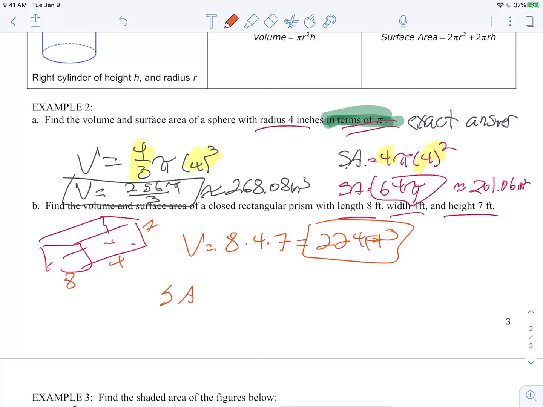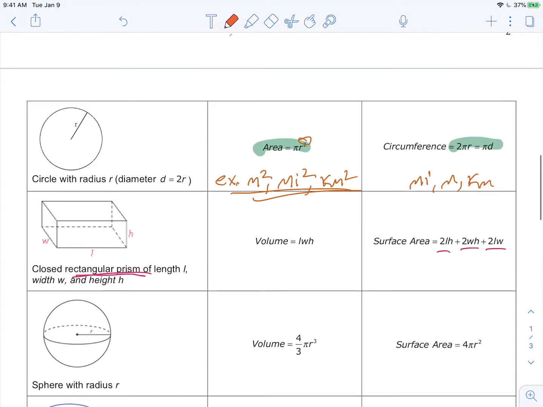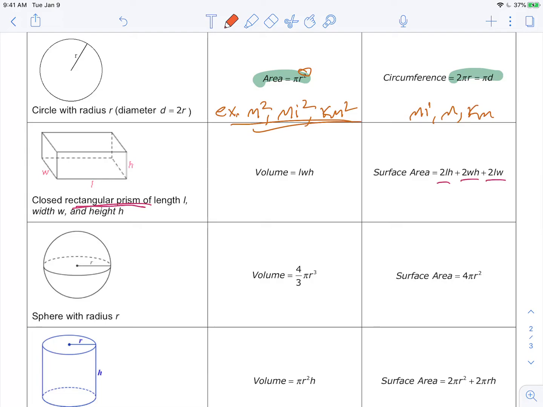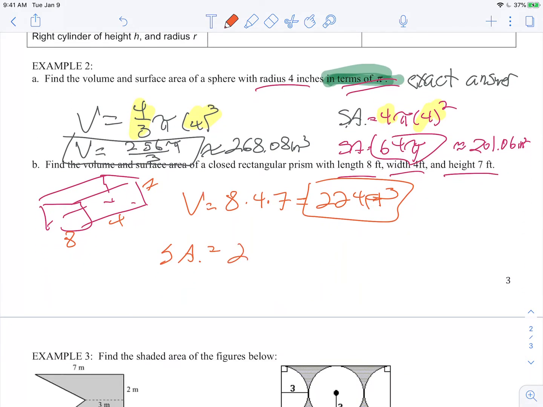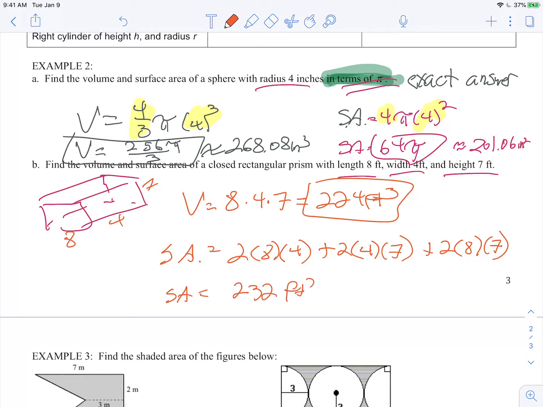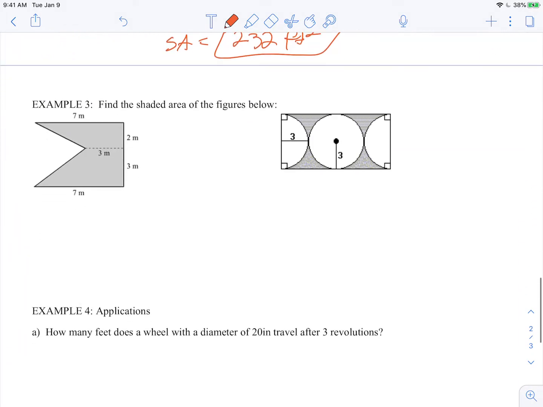And the surface area, well, again, if you don't remember, that's okay. Go up there, use the formula. 2LH plus 2WH plus 2LW. So 2 times the length times the width plus 2 times the width times the height plus 2 times the length times the height. And you're going to get 232 feet squared. All right. So again, using the formulas, pretty good.